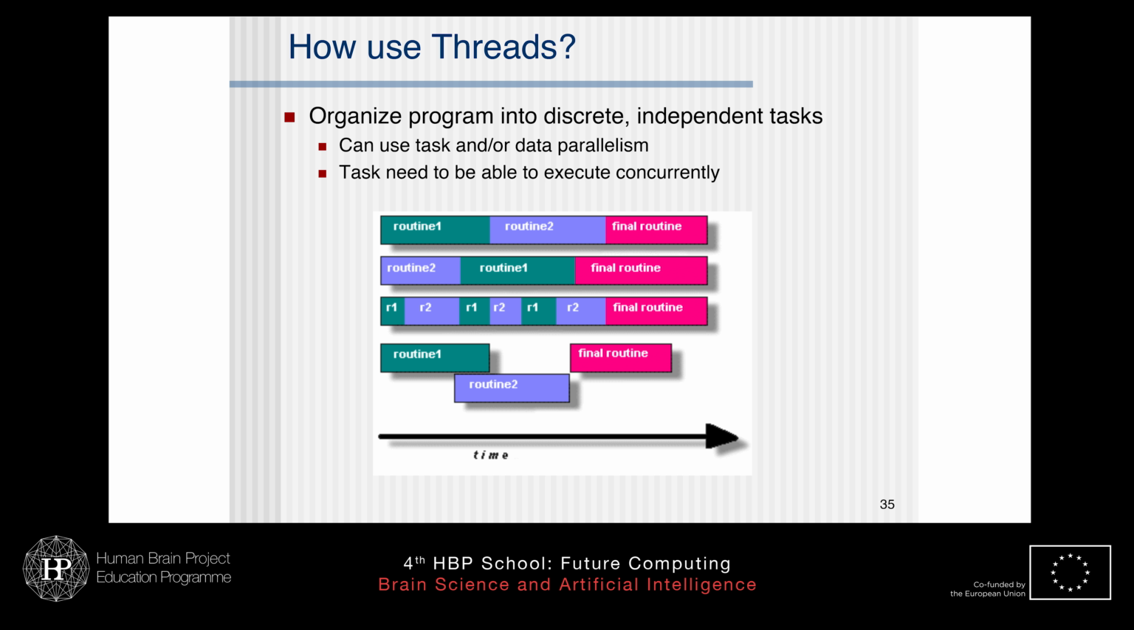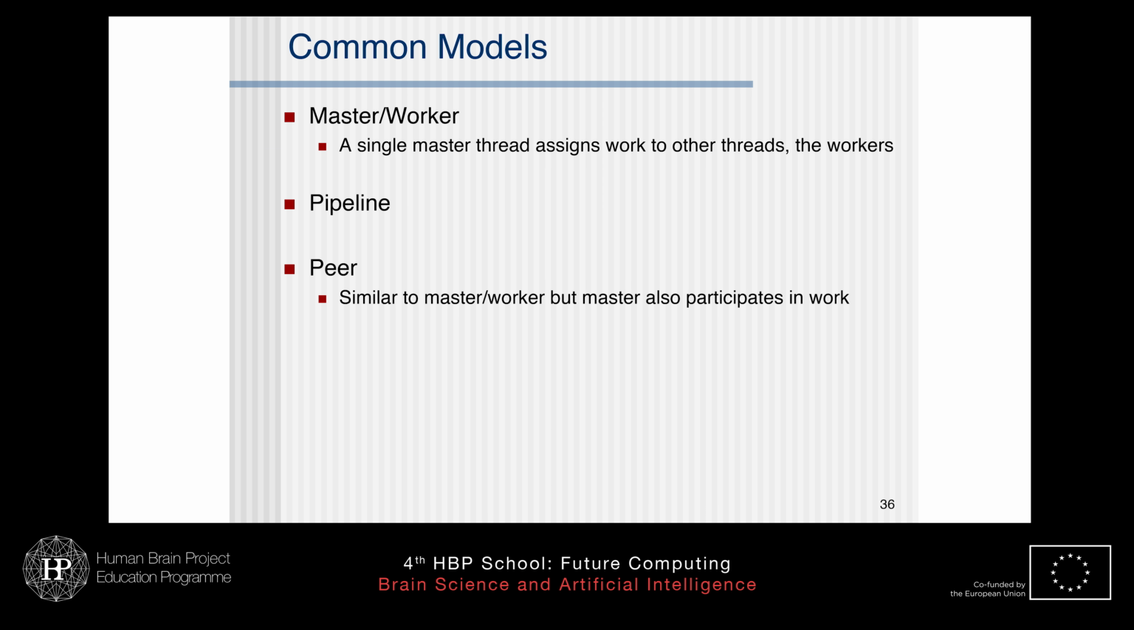Of course, you can also exploit data parallelism. How would you exploit data parallelism in threads? Well, you distribute your loop in n chunks, and each chunk is an independent thread. Then, over time, you execute and exploit parallelism. Typical models are a master-worker scheme, where one master assigns work to different workers, a pipelined model, or peer computing.